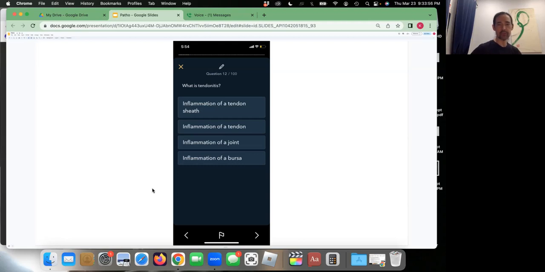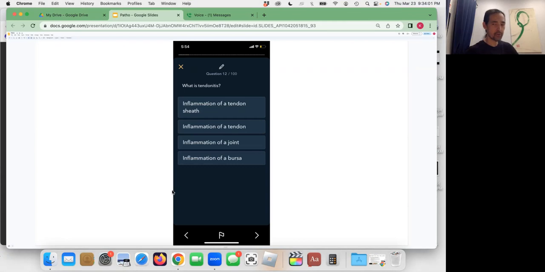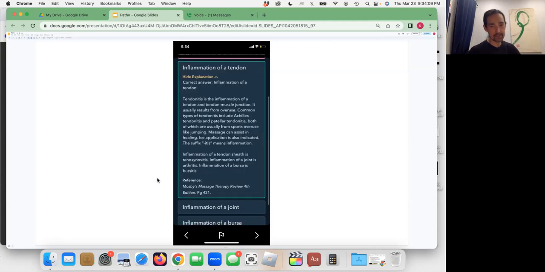And then joint inflammation. The medical term for joint is arthro, A-R-T-H-R. So that would be arthritis. And inflammation of a bursa would be bursitis.